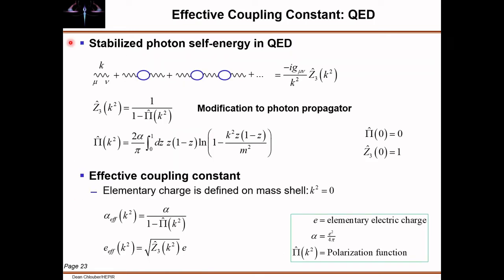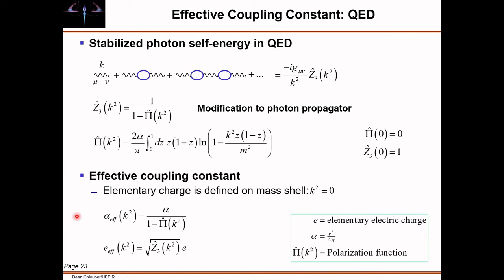Now let's take a closer look at the stabilized photon self-energy in QED and consider an infinite number of corrections to the photon propagator. The overall modification is given by a multiplicative factor Z3 hat of k squared, which involves a polarization function pi hat of k squared. The leading diagram here actually consists of three diagrams, one for the core mass and two for the dress mass levels.